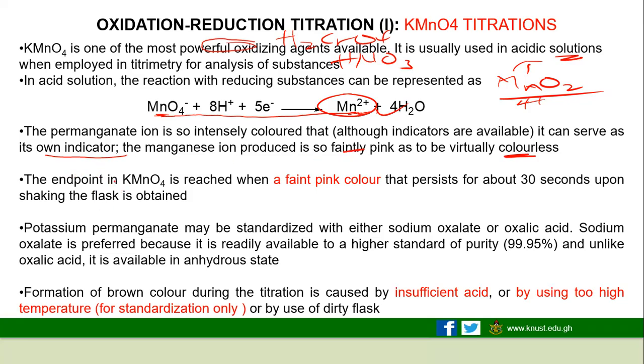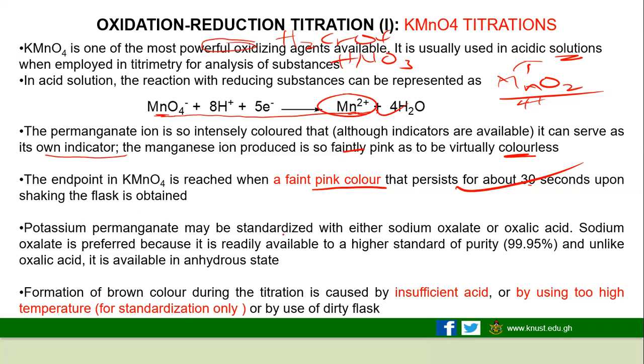Now we are seeing that the endpoint in the KMnO4 titration is reached when the faint color that persists for about 30 seconds upon shaking the flask is obtained. Very important point. When you start your titration and drop your KMnO4 from the burette, usually you see a pink color. That pink color might persist for like 20 seconds, but that is not the endpoint. The color will go away. When you start titrating, there will be color changes that diminish within a small period of time if you swirl. But if you have a pink color forming that persists for like 30 seconds, then you know that you have gotten to your endpoint.